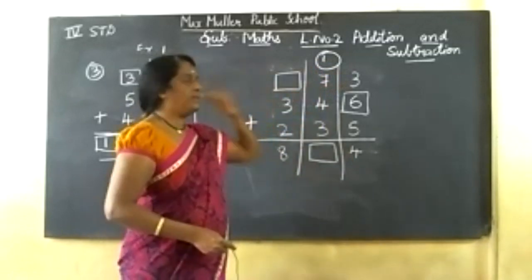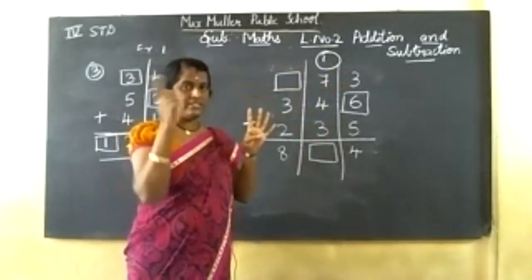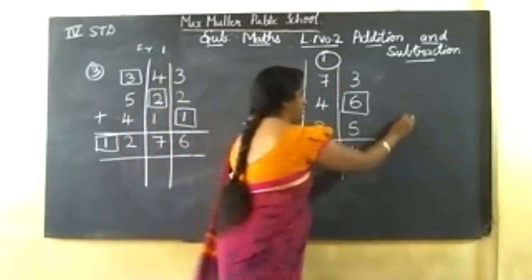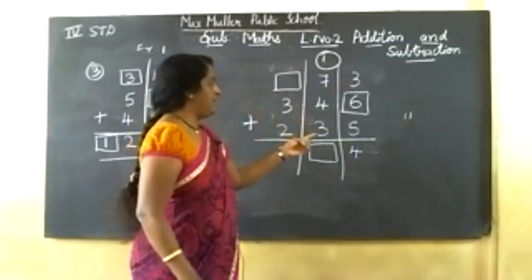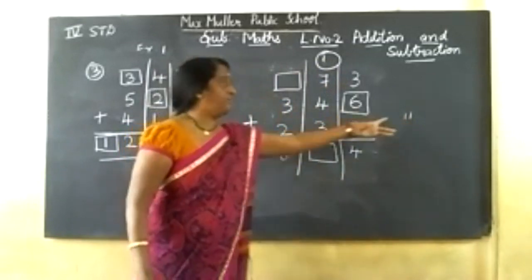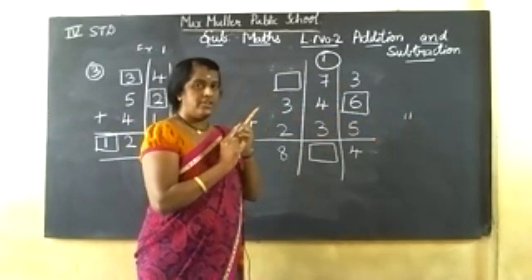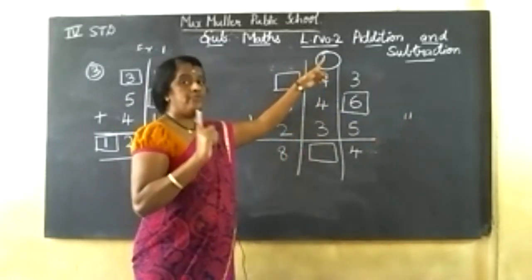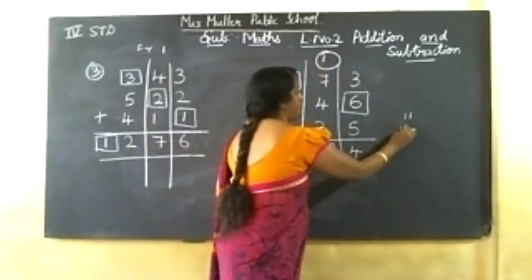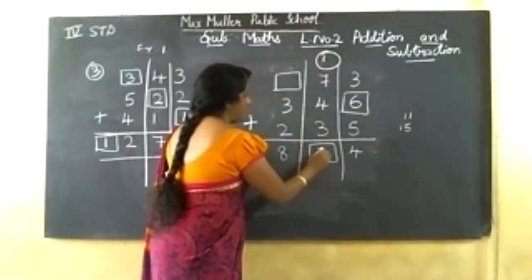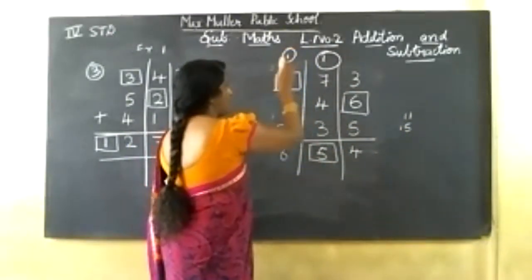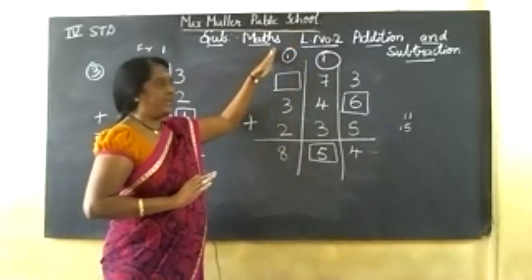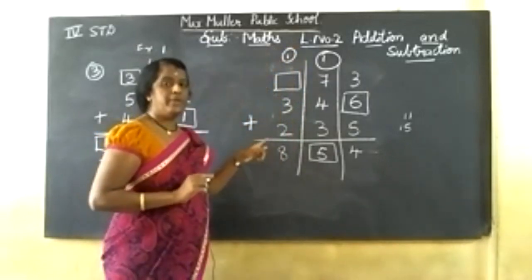So 7 in the mind, 4 on my finger. After 7, 8, 9, 10, 11. 11 in the mind, last number, 3 on my finger. After 11, 12, 13, 14. You will write 14 here, plus 1, 15. 15 means the first number here, 1 carry here. You should not write in this box. 1 carry there. Now here the answer should come 8.